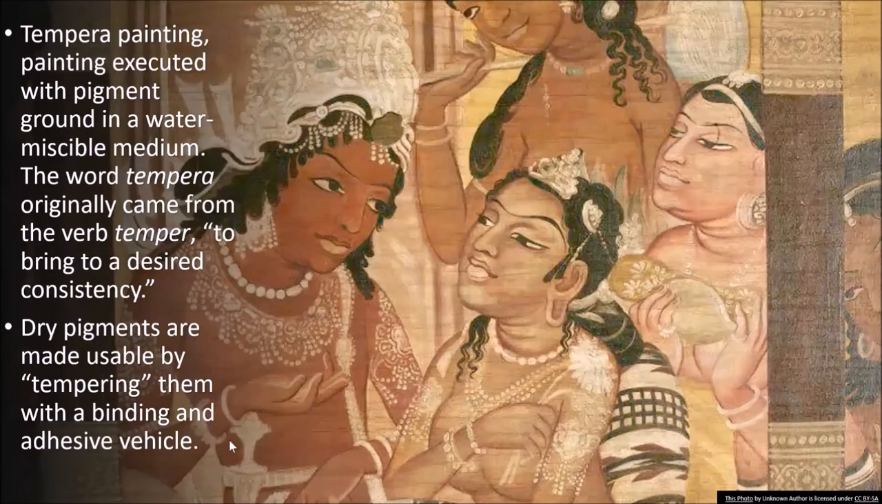Tempera paintings are executed with pigment ground in a water miscible medium. The word tempera originally came from the verb temper, to bring to desired consistency. So dry pigments are made usable by tempering them with a binding and adhesive vehicle. The painting in the background is from Ajanta Ellora Caves.